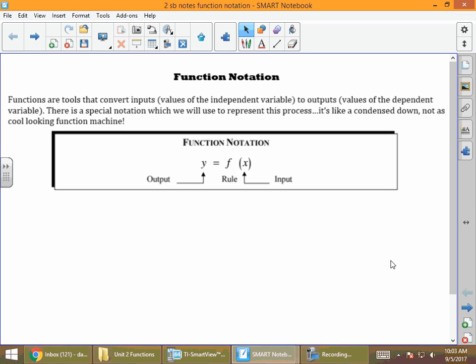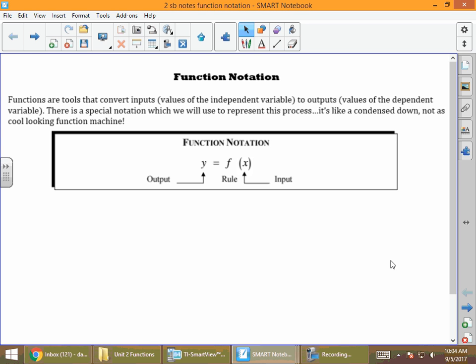Today we're going to talk about function notation, and you may or may not remember this from Algebra 1, but functions are tools that convert inputs, which are the x values, the independent variables, to outputs, which are the y values, the dependent variable. There's a special notation which we use to represent this process, function notation, and it's like a condensed down but not as cool looking function machine.